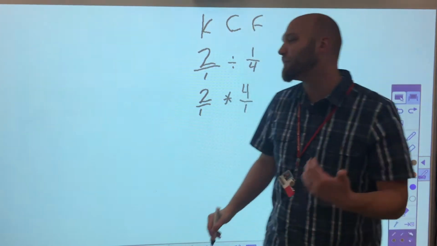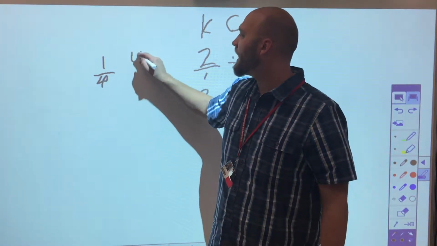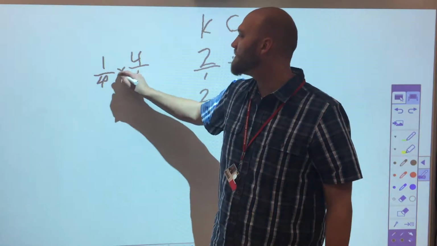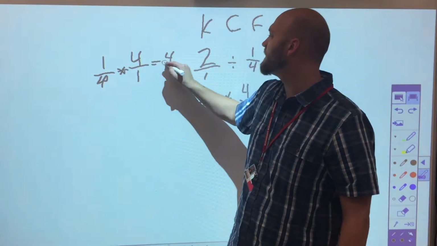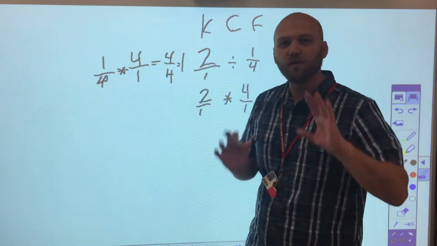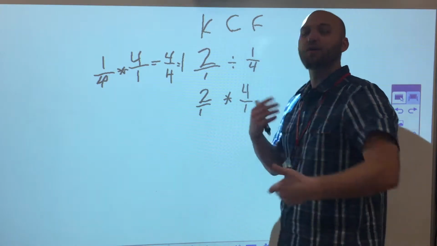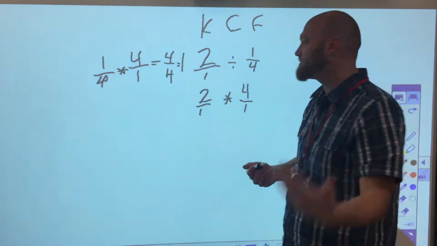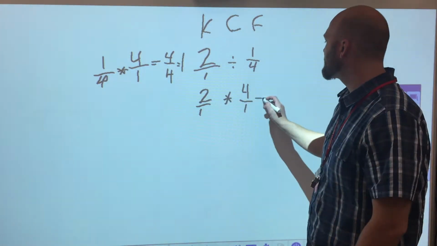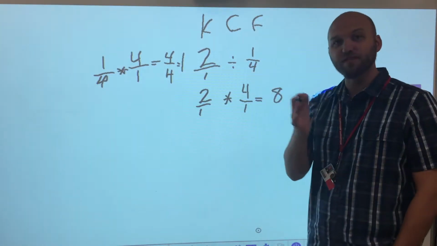Now what is a reciprocal? A reciprocal is a number like 1/4 and 4 over 1, and when I multiply them together, they're going to give me 1. So essentially all I'm doing is taking the denominator and making it the numerator, and the numerator the denominator. I'm just flipping it upside down. So when I'm multiplying, I'm going to find that my answer is 8. 2 divided by 1/4 gives me 8.